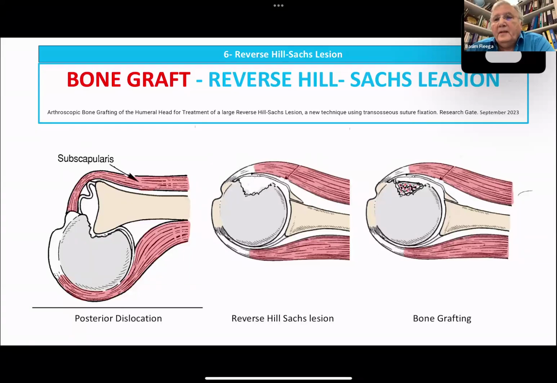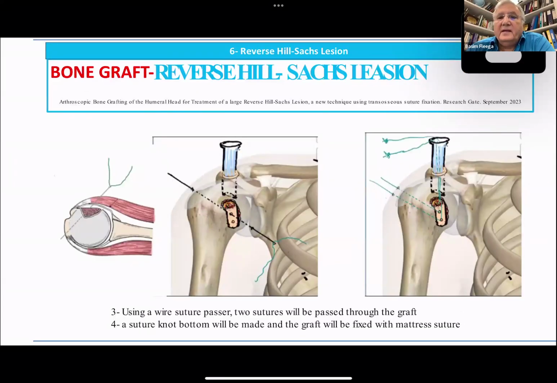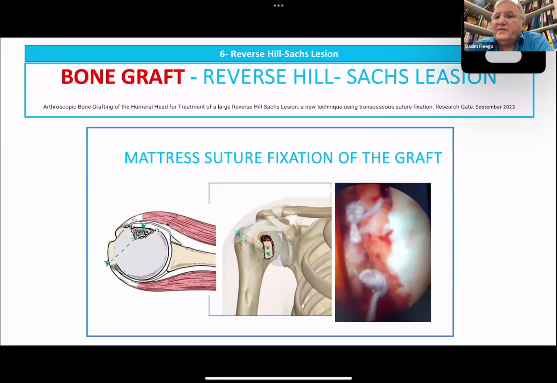We put a block, a bone block, in the defect, and pass the suture passer through the block and fix that in a mattress form. We see here on the right, the upper ends of the sutures are made like a knot. The end is like a big suture knot so that it does not pass through the bone block, and we can fix it to the defect. Like here, we have the mattress fixation, and we see the sutures.